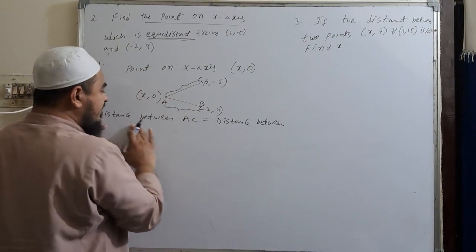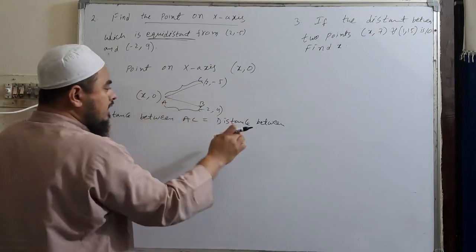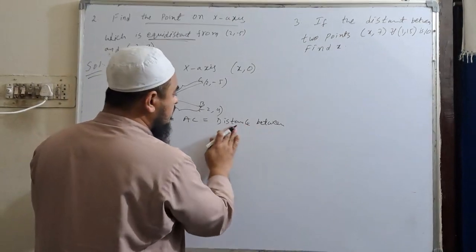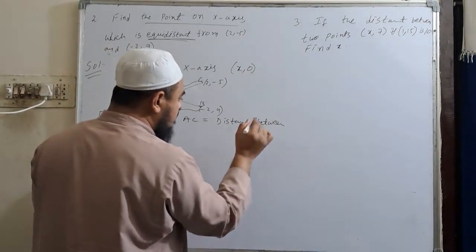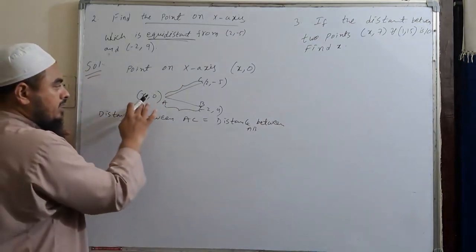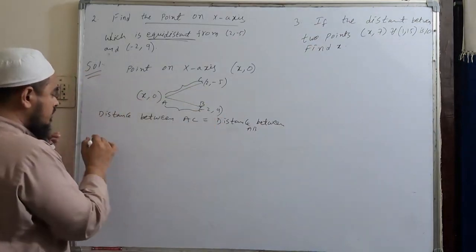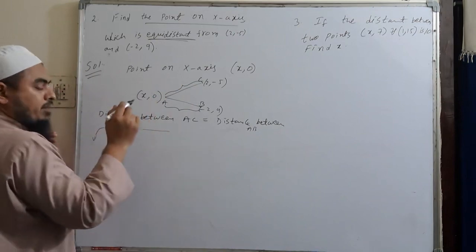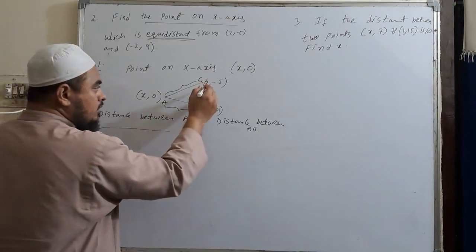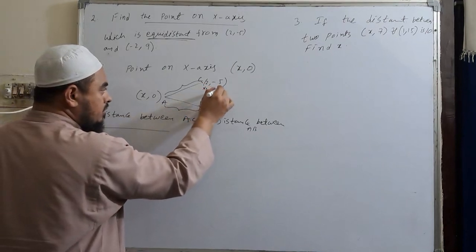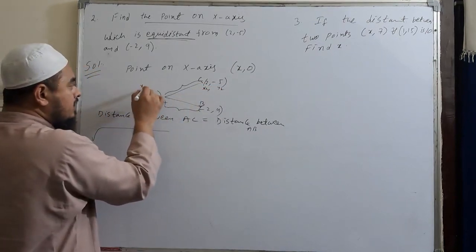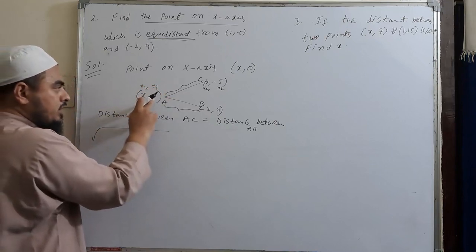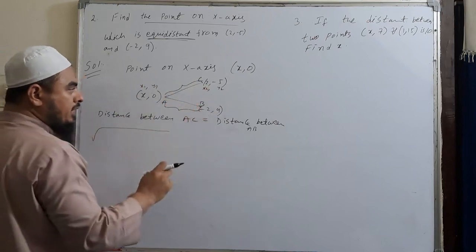So what you are going to write in the first step: distance between AC is equal to distance between AB. Okay, distance between AB you are going to write. So in the earlier problem, x comma y, same thing we have done. So here we know the formula, that is square root of x2 minus x1 whole square plus y2 minus y1 whole square. So this you take as x2, this you take as y2, this you take as x1, this you take as y1. So x1 is x, y1 is 0, x2 is 2, y2 is minus 5.